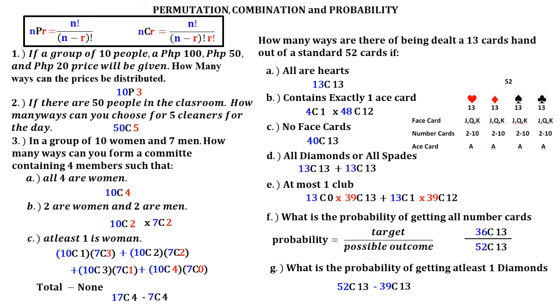Okay? So, again, ang probability is equal to the target outcome over the possible outcome. Okay? So, i-divide natin yan. So, ano ba ang possible outcome natin? So, 52 siya and 13 cards ang kailangan. We will divide it by 52 choosing 13. Okay? I think that's all for this video and I hope may natutunan kayo for this simple video.